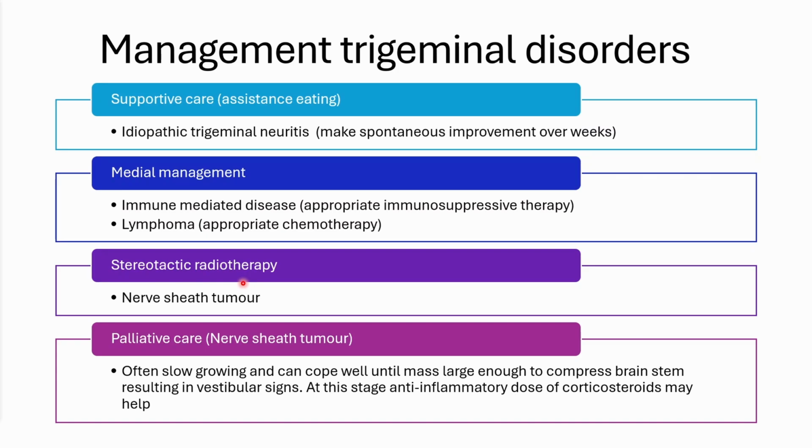So it has to be very, very targeted, given by a LINAC or other kind of radiotherapy machine with a radio oncologist that really knows what they're doing. But these are very slow-growing tumours, and I certainly had one dog that survived 2 years with the tumour, so you don't need to refer for radiotherapy, especially if the budget isn't there. And in my experience, they cope well until the mass is large enough to compress the brainstem, and that will give you vestibular signs and other neurological signs that you would expect with compression of the brainstem. And at that stage, an anti-inflammatory dose of corticosteroids may help.